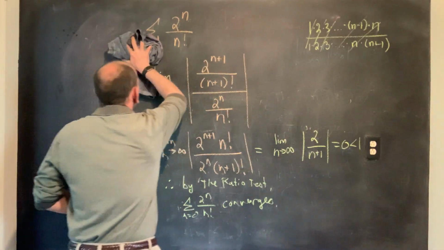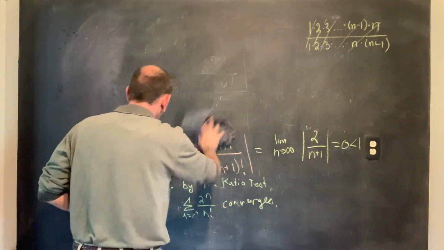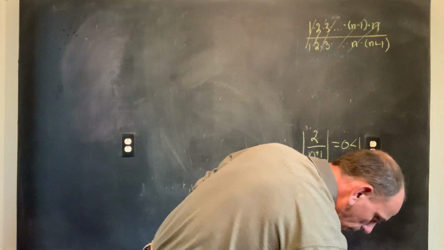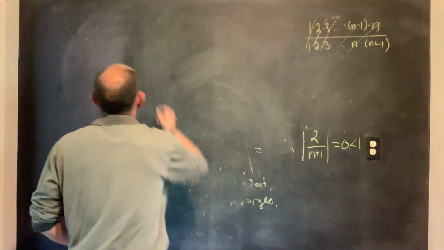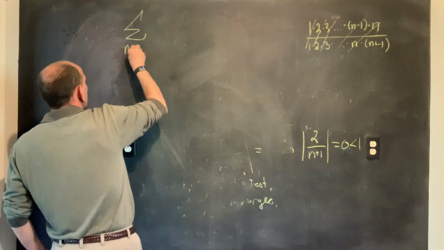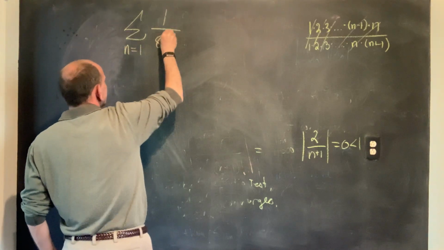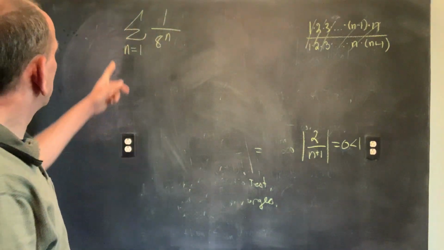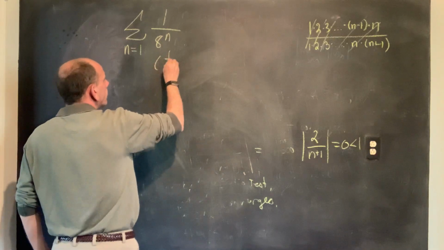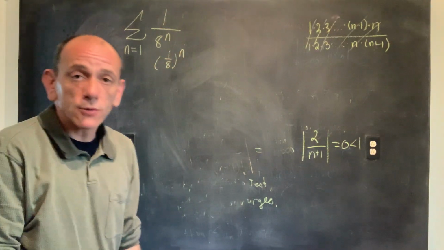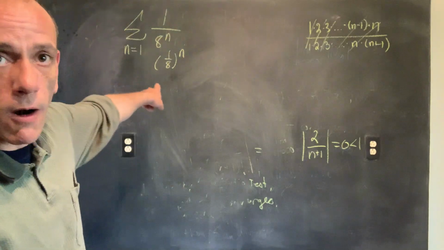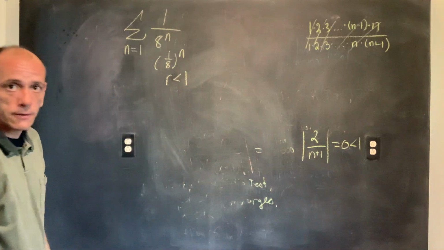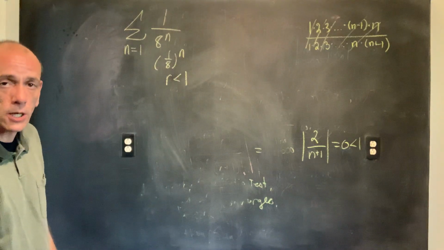Let's try, how about, oh, I should have started with this one, my bad. I meant to start with this one because it's slightly simpler, but same diff. The series n equals 1 over 8 to the n. Now, just looking at this, it's a 1/8 to the n. This is a geometric series where r is less than 1. So this converges just by the fact that it's a convergent geometric series.